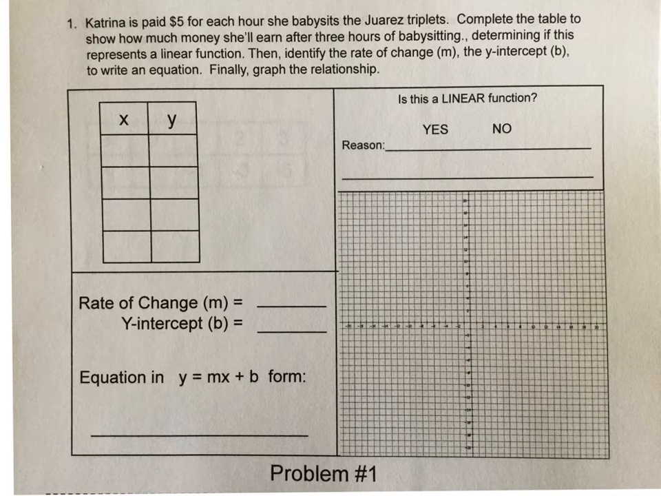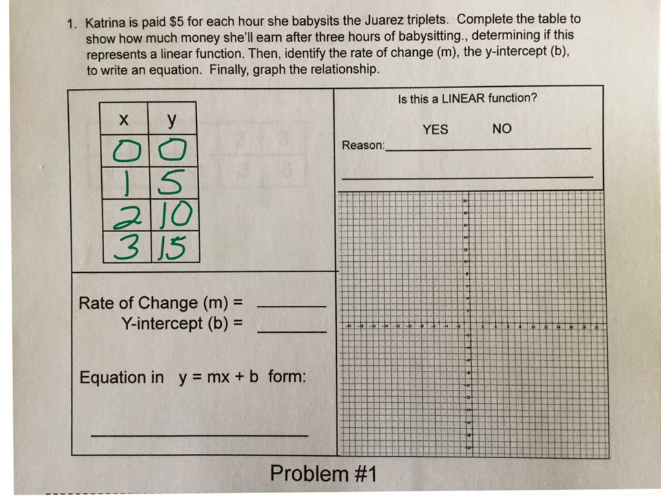So if she gets paid $5 an hour, I hope you understand that if she doesn't work at all, she doesn't get paid anything. After 1 hour, $5. 2 hours, she would then make $10, and 3 hours, $15. So we need to find the rate of change. Now you've already done this before. This is nothing new. We normally wrote the process in the middle before we graphed them.